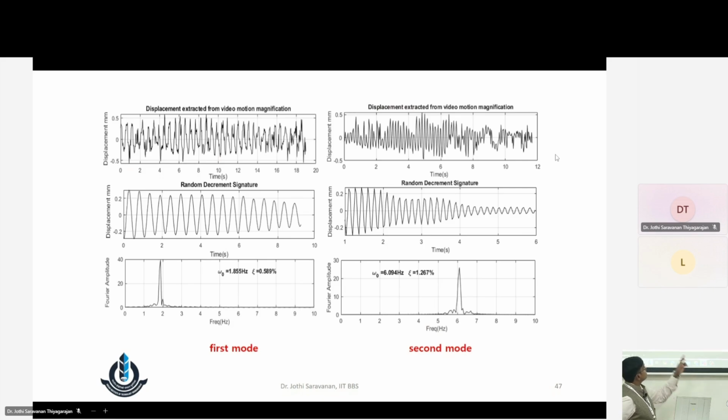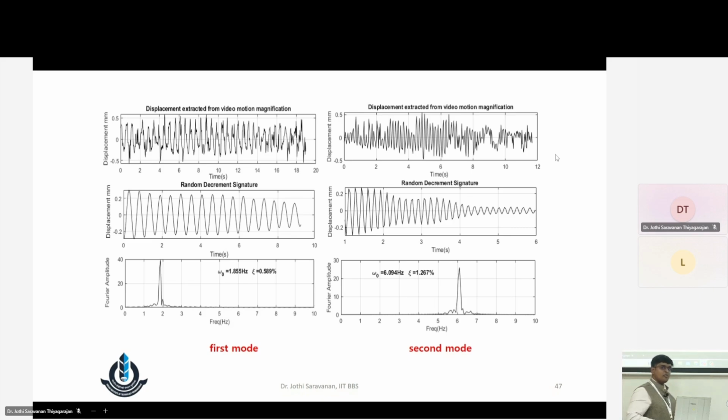Now in this figure, for the first mode, if you look at the first subplot, it is very random. I could not guess anything about the difference in the movement of the system. So now I am applying a system identification technique. A random decrement method has been applied. Why? Because it gives a free decay signal.